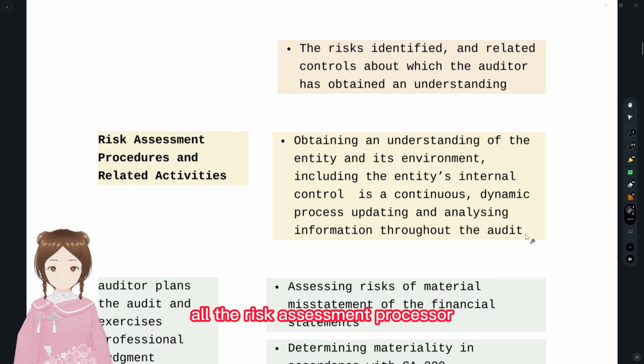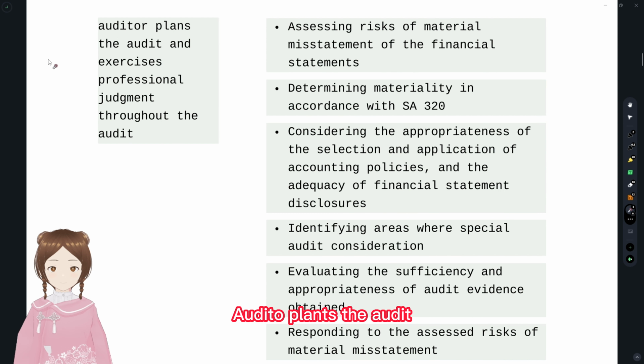All the risk assessment procedure. He has to assess the risk and change the overall audit strategy, or the audit plan, or the audit program with regards to the risk that he had found during the audit. So it's always a dynamic procedure. The auditor plans the audit and exercises professional judgment throughout the audit.